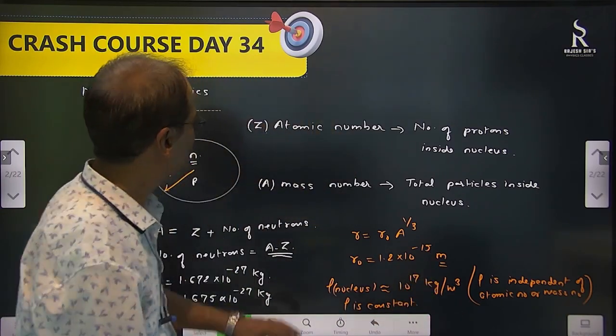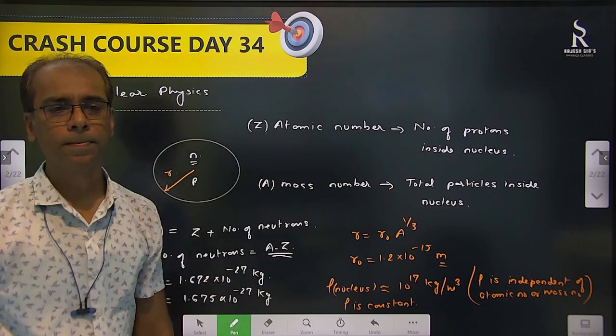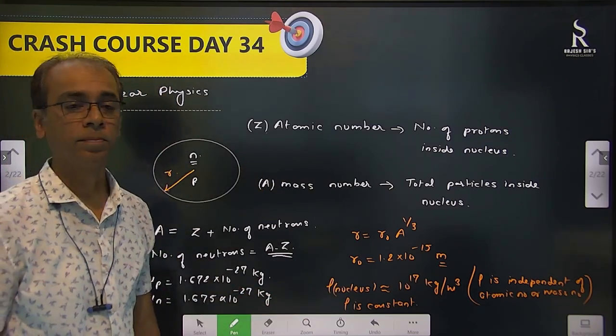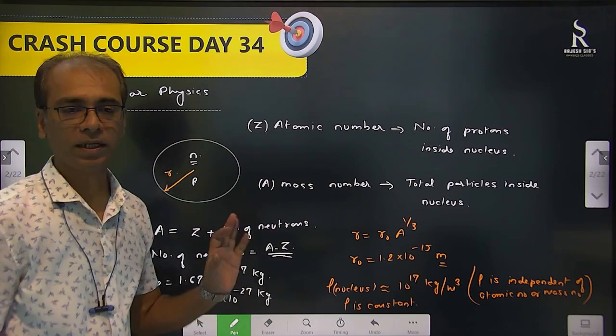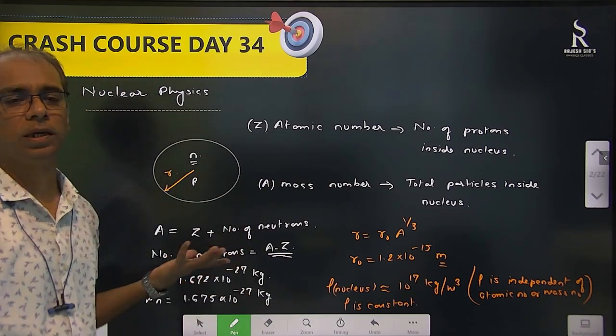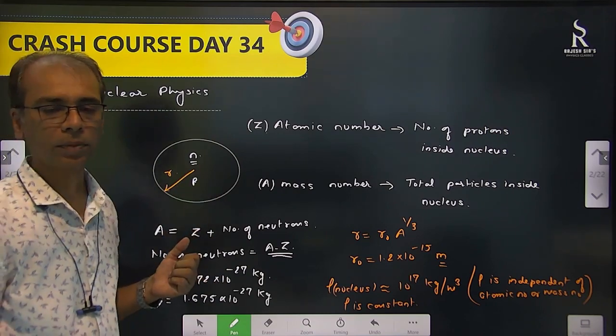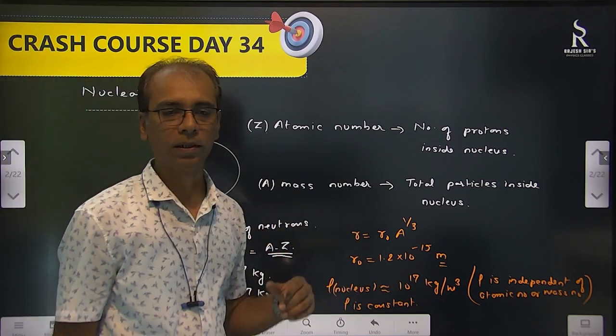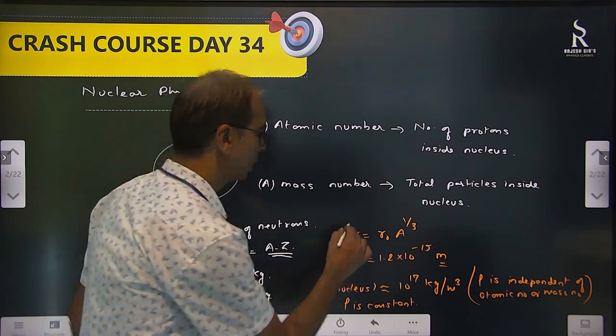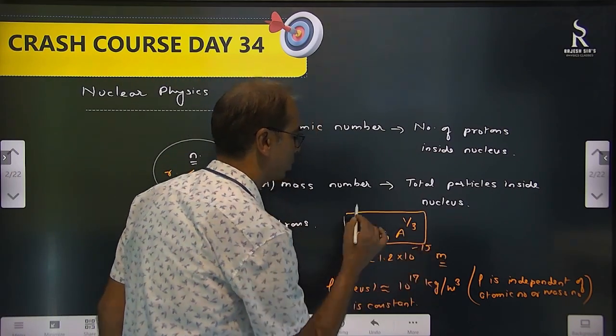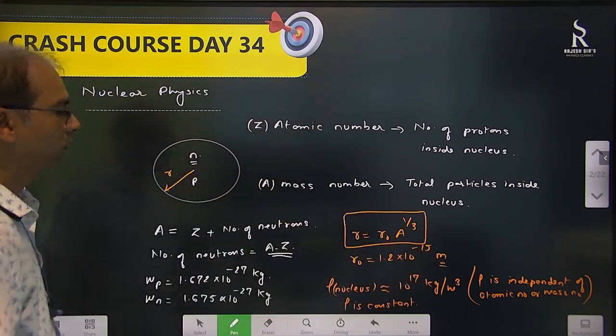This is the very basic information about a nucleus. Based on this, they can ask you directly what is the number of neutrons in the nucleus; they will give you Z and A. They can ask you about density, or about the radius. The next question we are going to do is on radius only.